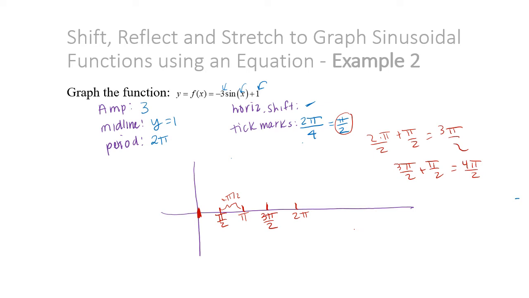Now we need to figure out the vertical. So our midline is at y equals 1. And then we know that our amplitude is 3, so we're going to go up 3, 2, 3, so that's going to be at 4, and then down 3, so 1, 2, 3, -2. So that means our maximum value is going to be at 4, our minimum's at -2. And again, you don't need to do these dashed lines, but I'm just doing it right now just to show you guys how these work.